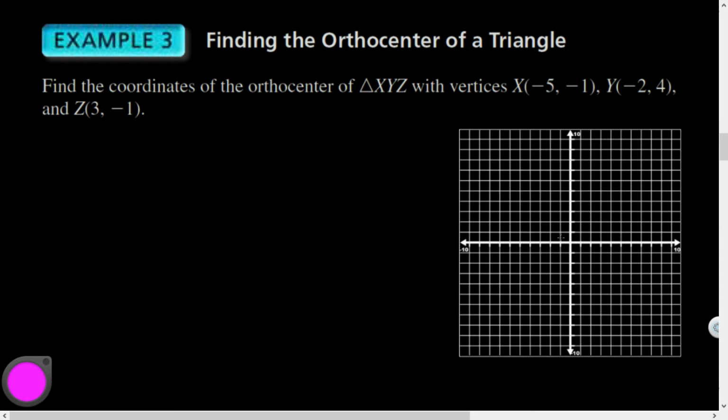So let's see, point X is at -5, 1, 2, 3, 4, 5, down 1. There's my point X. Y is at -2, up 4. Plotting my points. And Z is at over 3, down 1. With the Z. And let's connect those dots.